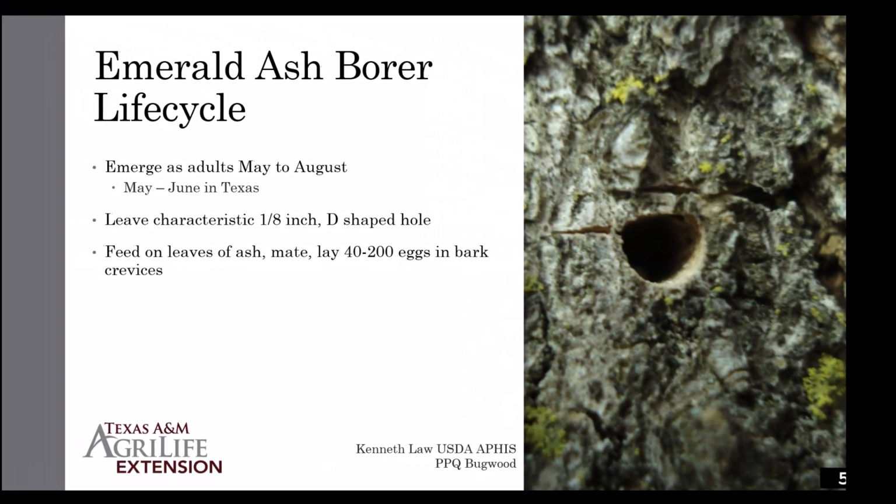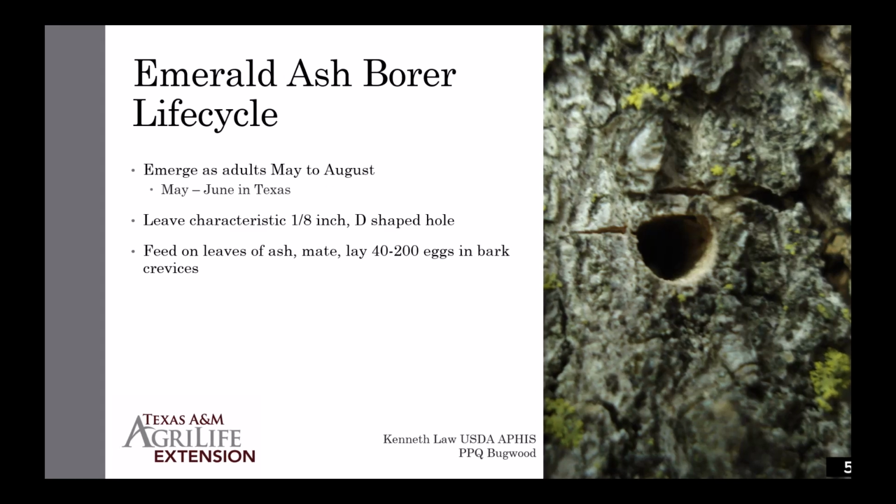The adults will feed on the leaves of ash trees, then mate and lay anywhere from 40 to 200 eggs in the crevices of the ash bark. Most emerald ash borer females will lay their eggs on nearby trees from where they emerged. While most females will lay their eggs within 100 yards, they have been known to disperse much further. The vast majority will disperse within half a mile of their emergence, but it can be up to 3 miles.